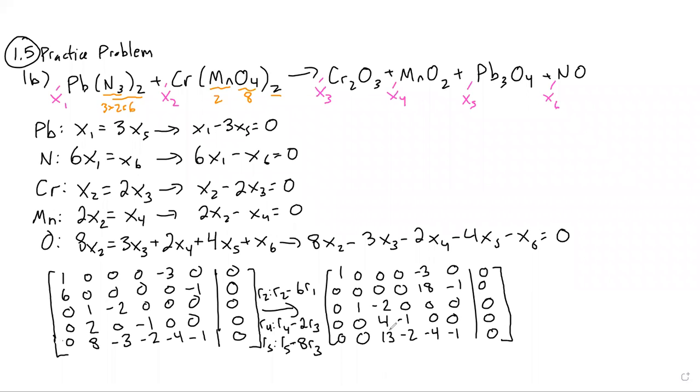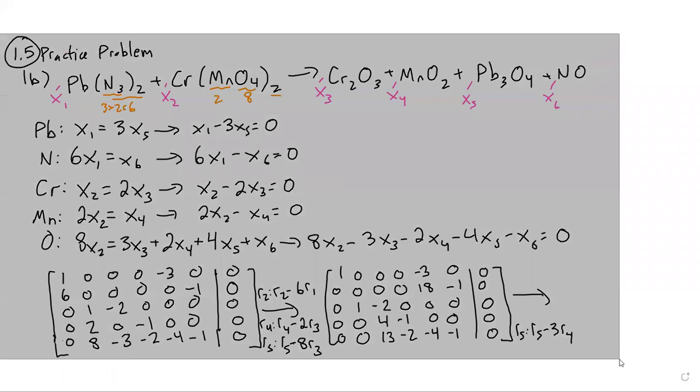And so the 4 and the 13 don't deal with each other too nicely, but I can at least turn that 13 into a 1 by subtracting 3 4s from it. So row 5 is going to be row 5 minus 3 times row 4. And I'm going to need some more space, so I'm going to squeeze all this down.